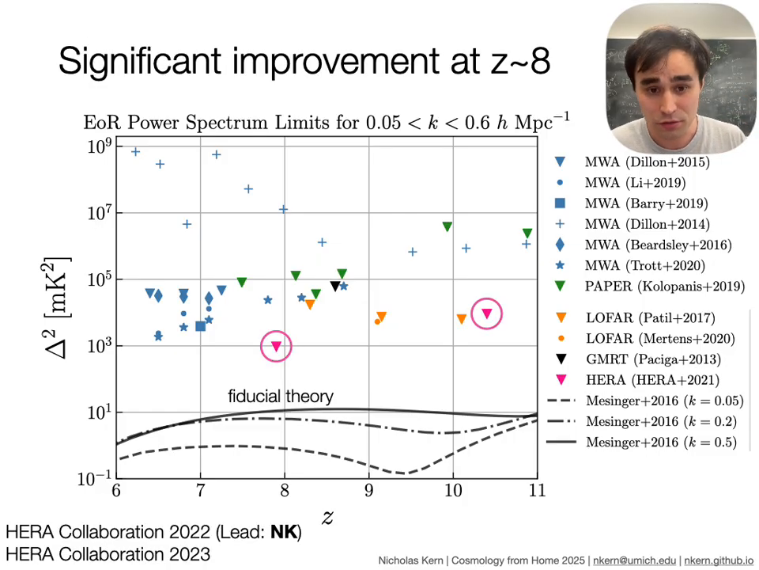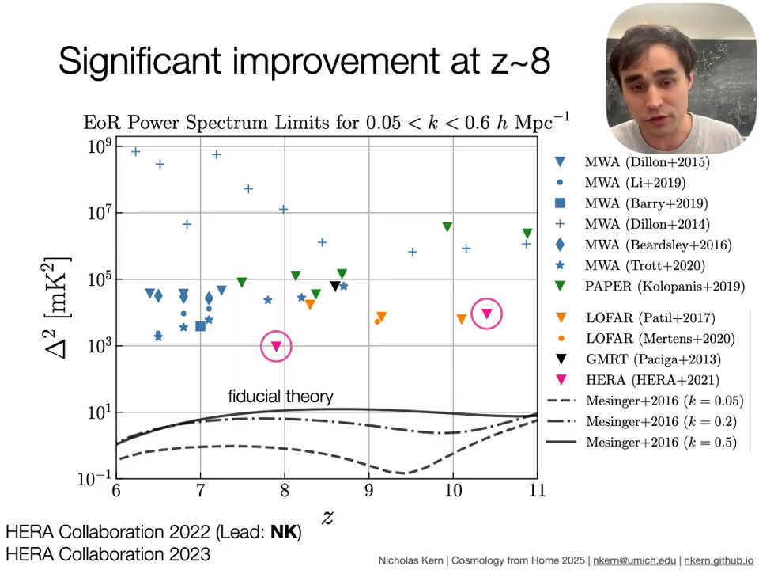In 2022, the HERA collaboration, the collaboration that I'm a part of that I'll be talking about a little bit today, put out its first limits from part of its season 1 data. This was an analysis that I led during my PhD and my first postdoc that set world-leading limits at redshift 8 in particular. And redshift 8 is over an order of magnitude improvement over existing limits.